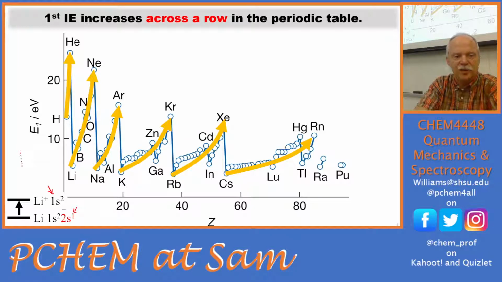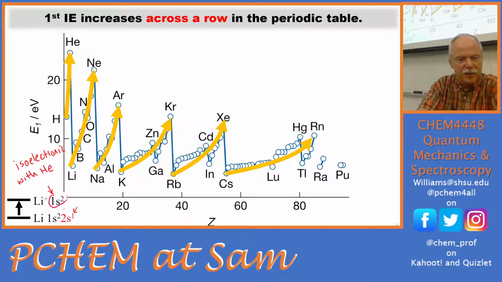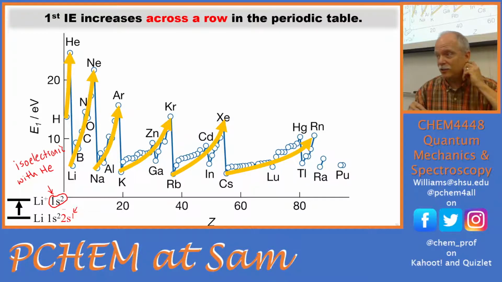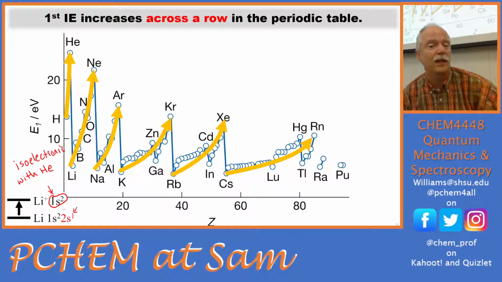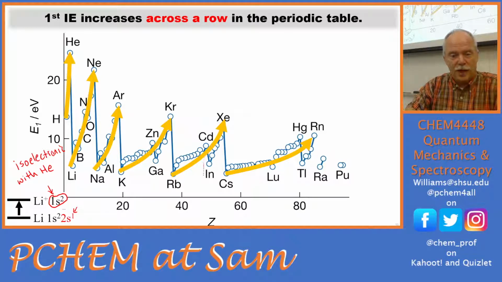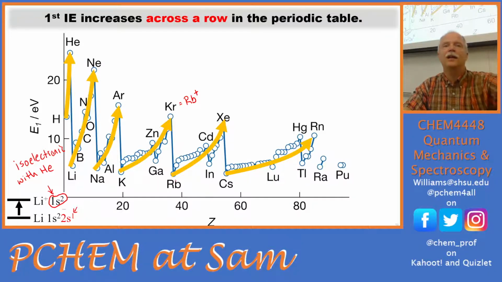So let's introduce a new term. That's isoelectronic. With helium. You see it has the same electron configuration, so we call that isoelectronic. So the lithium cation is isoelectronic with helium. The rubidium cation here is isoelectronic with krypton. So you see we've got one electron past krypton. If we remove that electron, then it has a super stable electron cloud like krypton. Okay.